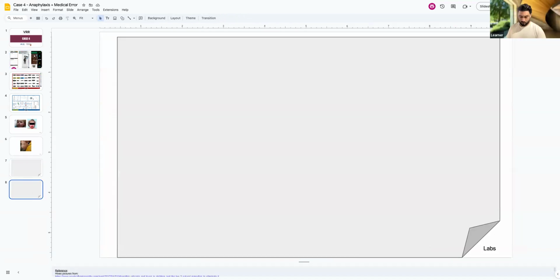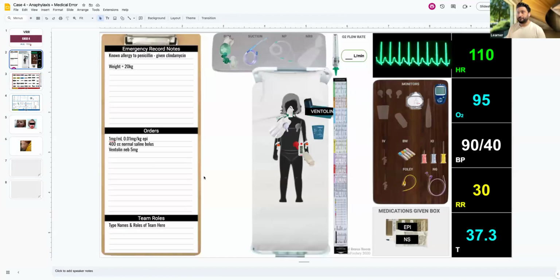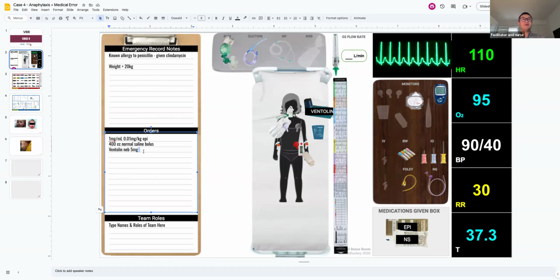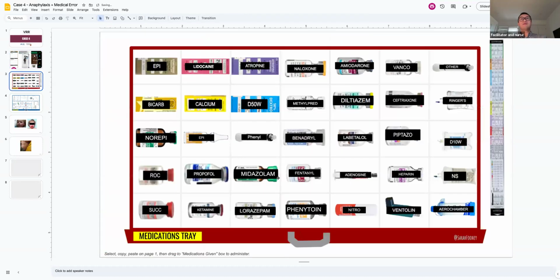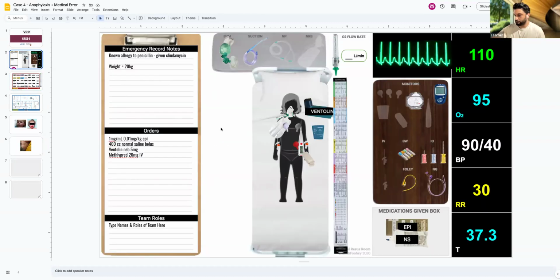Okay. So I'm going to wait 4 minutes before giving another epi if things were to worsen. In the meantime, can I get a 20 milligram dose of methylprednisolone IV? Methylprednisolone. Okay, I will go get that ready. So that is ready. I can give that to you now. Perfect. Yeah, let's go ahead and give that through the IV.